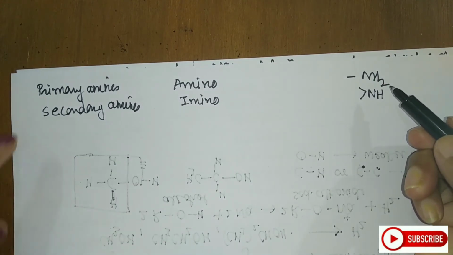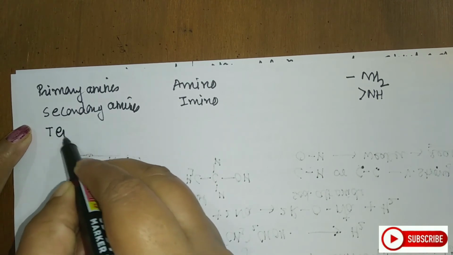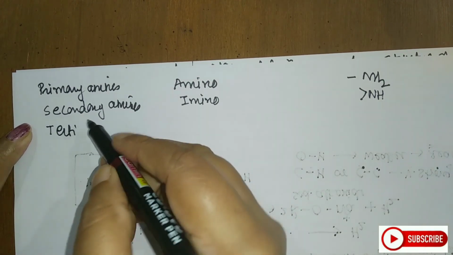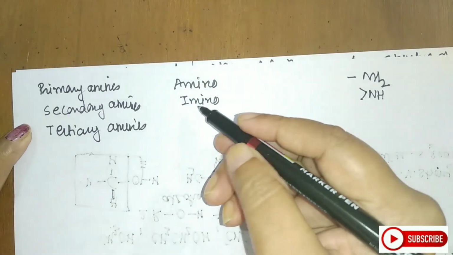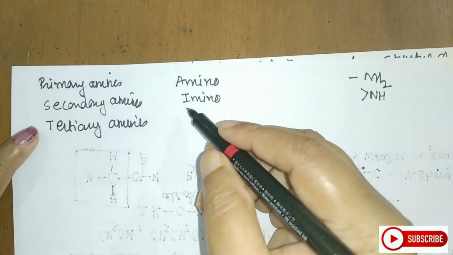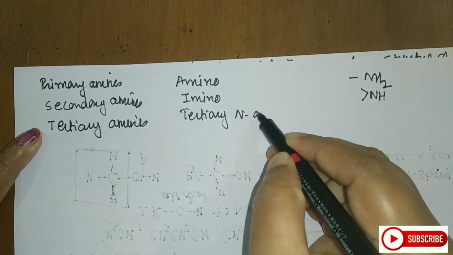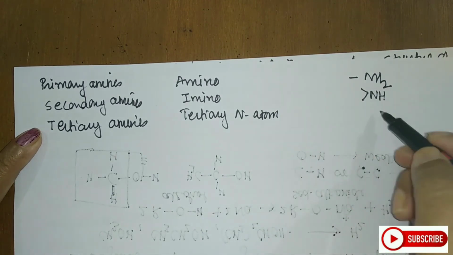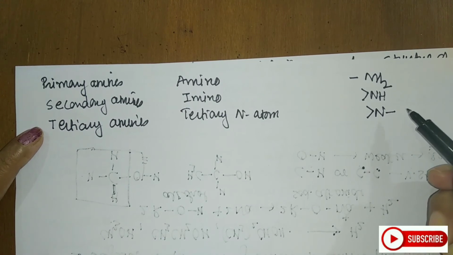So when I say this is secondary, the next one is a tertiary amine. So tertiary amines, they are called tertiary nitrogen atom, and they are represented in this way, fully or completely substituted.